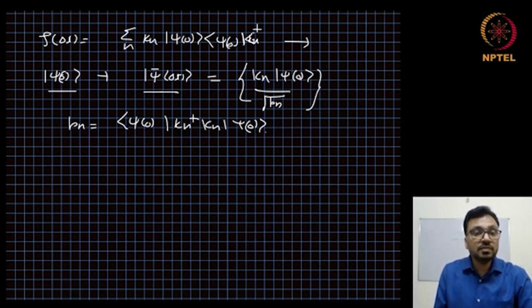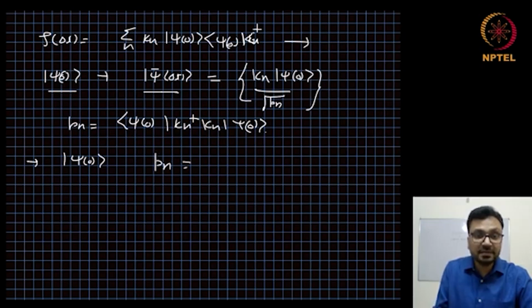The numerical simulation algorithm from here can be derived as follows. We start with the state psi of 0, the initial state. And then from here we calculate the probabilities Pn, given by psi of 0, Kn dagger Kn psi of 0. Now these Pn's are such that the sum over n of Pn is 1.